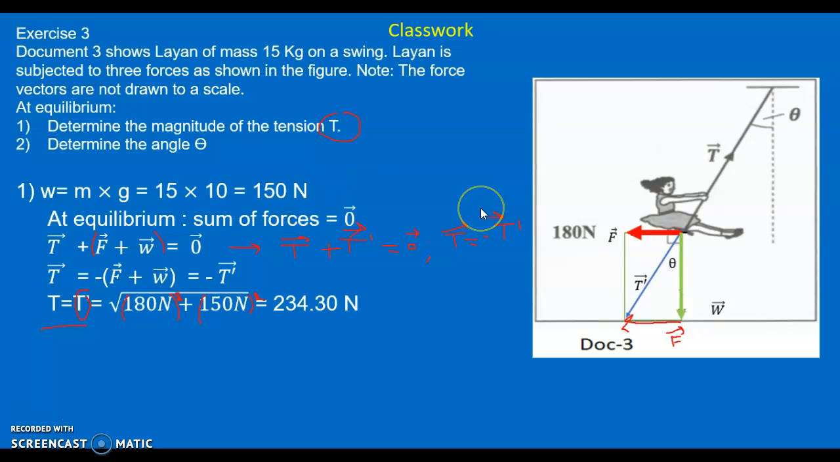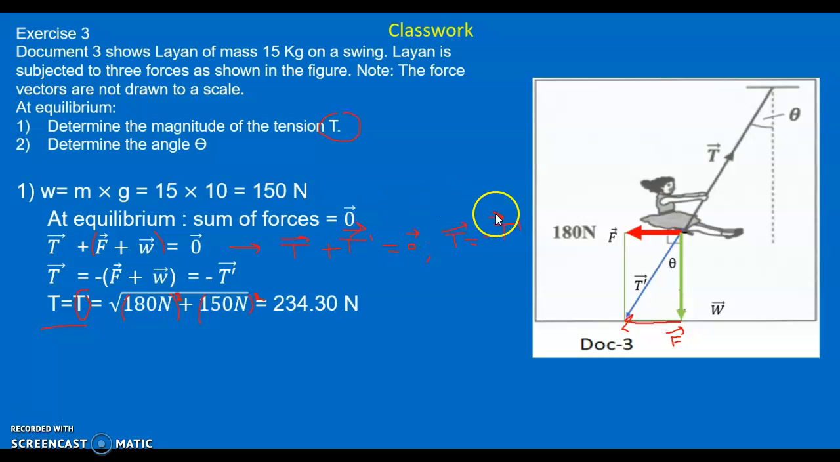Now, these vectors are not collinear, so we have to find a way to deal with them. We can notice that F and W are special vectors because they are perpendicular to each other. And we learned before that the sum of two perpendicular vectors is equal to the diagonal of the rectangle formed by them. So we call this diagonal T prime. Then F plus W is T prime, so I can say that T vector plus T prime is equal to the zero vector.